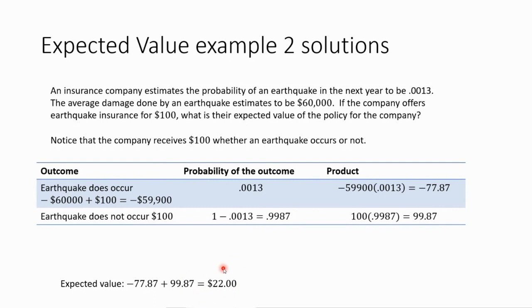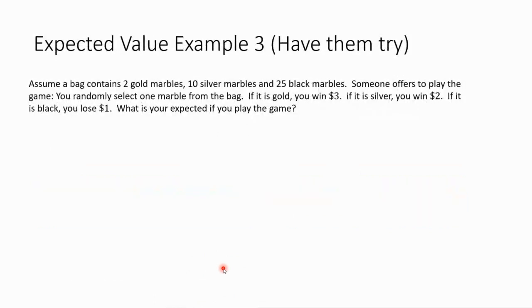So here's another example. This one, I was going to have everyone try as well. You could pause the video now and try this on your own. I'm just going to keep going and go through this. So let's suppose a bag contains 2 gold marbles, 10 silver marbles, 25 black marbles. And let's say someone offers to play this game where you randomly select a marble from the bag. Again, we're assuming that you cannot tell by feeling the marbles which is which.